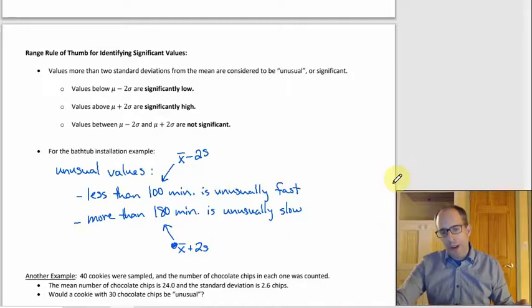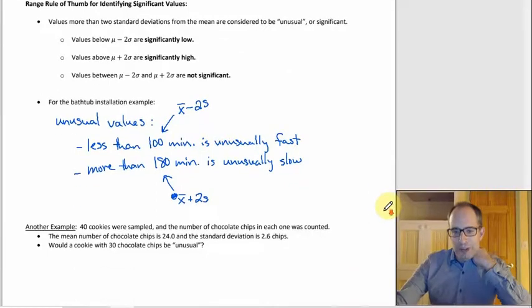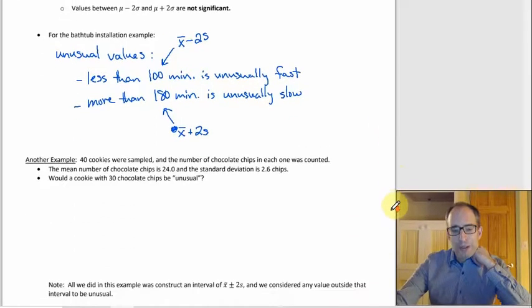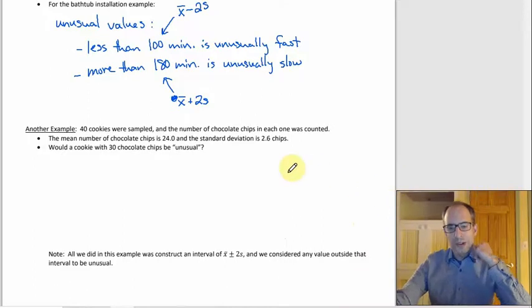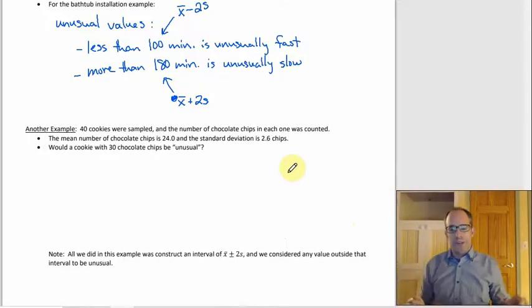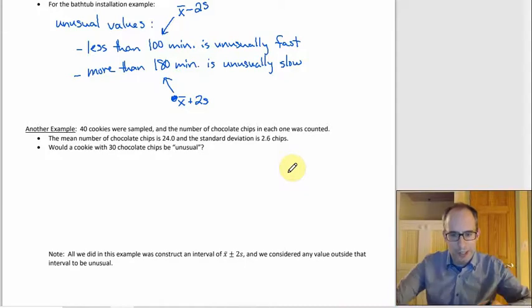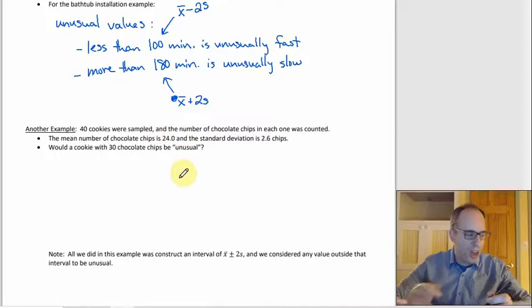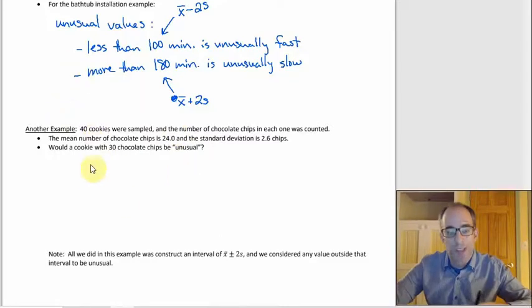Okay, then another example where we don't have the computation done already, where it says that 40 cookies were sampled and the number of chocolate chips in each was counted, and the mean is 24, the standard deviation of 2.6. So would 30 be considered unusual? Well, that's higher than the mean, right? The mean is 24. So we only have to check the higher end. So the only number that we really have to check is x bar plus 2s, right?